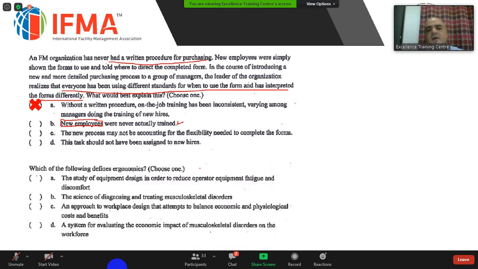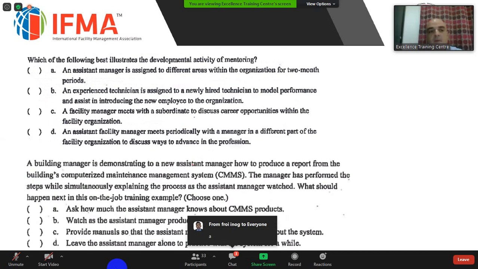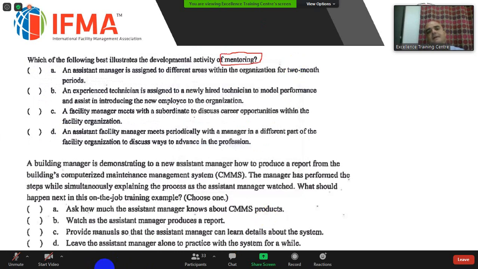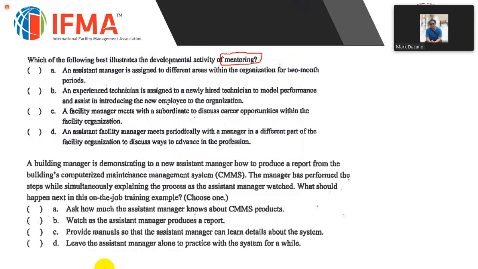Which of the following defines ergonomics? I mentioned ergonomics in my definition. Which one is it? Yeah. Again, A. Alpha. Yes. Which of the following best illustrates the developmental activity of mentoring? When you are mentoring an employee. Delta. Delta?